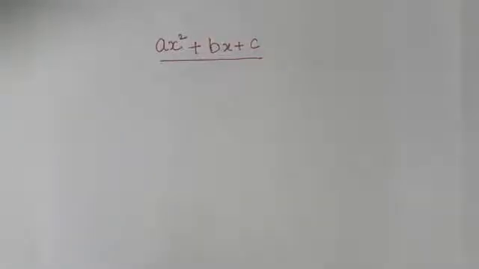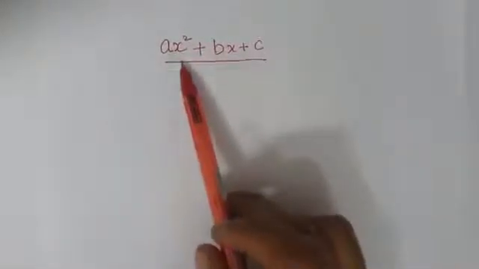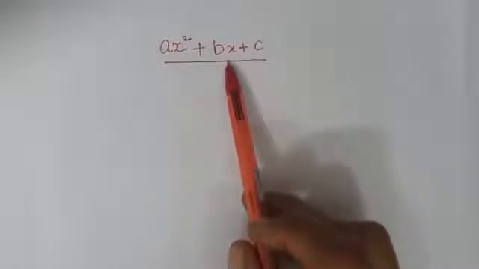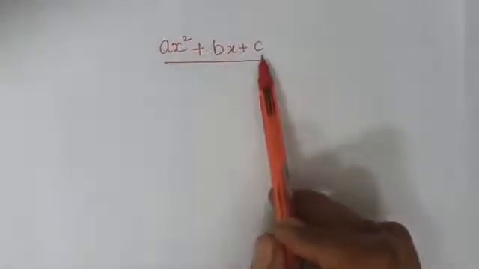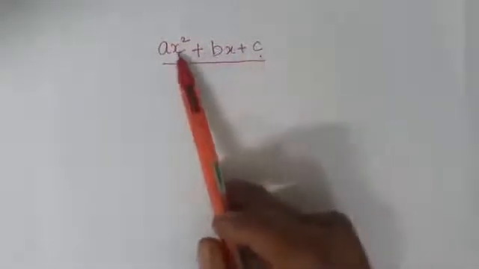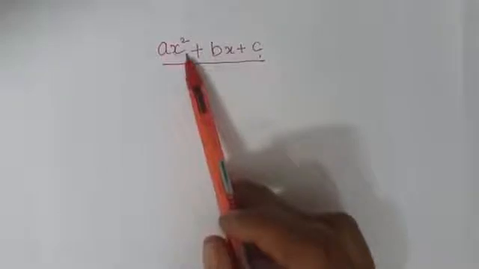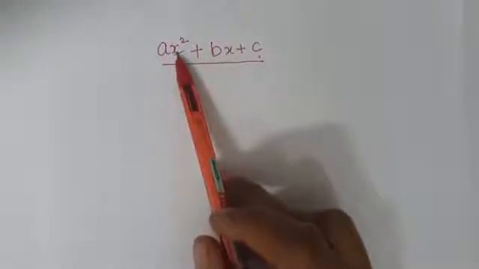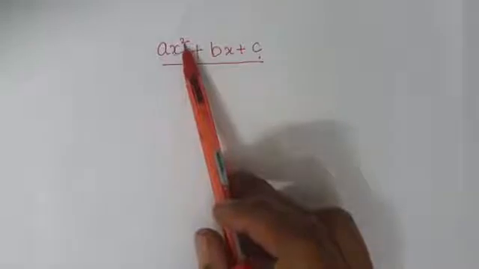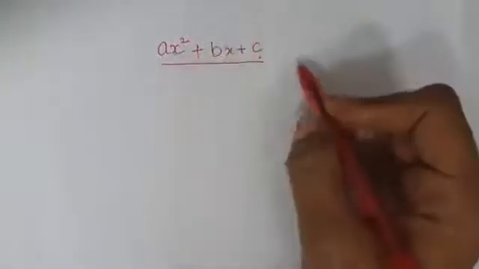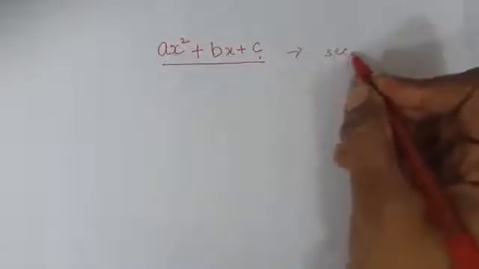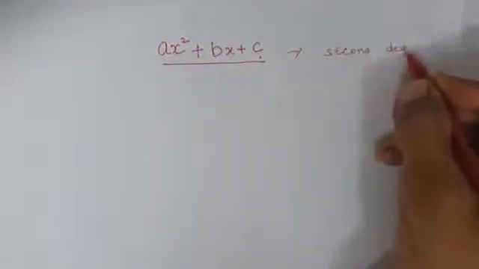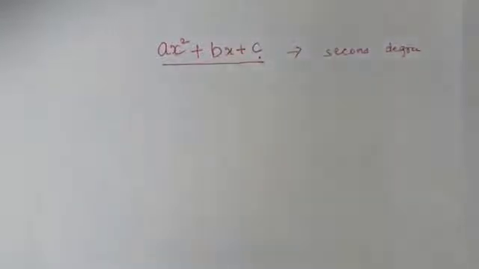Students, second degree equation is of type ax square plus bx plus c. Why is this second degree? Because x is the variable and the highest power of the variable is 2. So that's why this is the second degree polynomial. So now let us start how we can factorize the second degree polynomial.